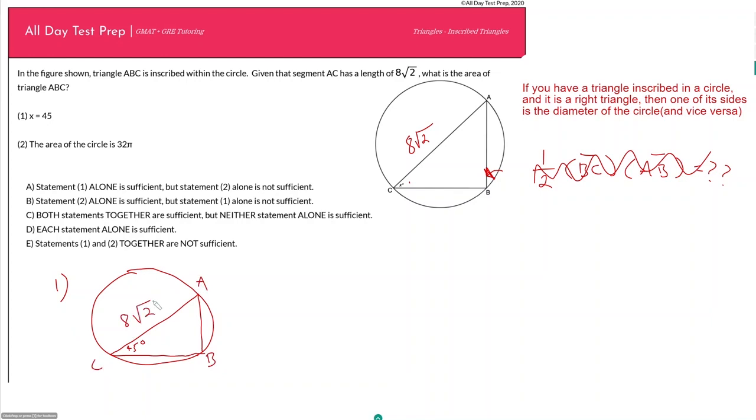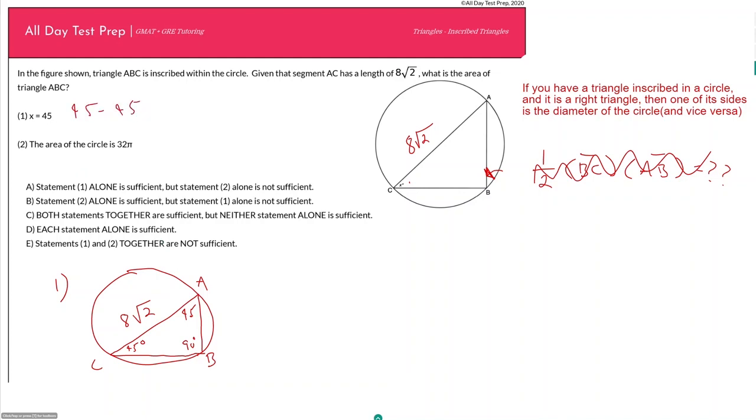Okay, so if we know that x is equal to 45 degrees, what is that telling us? Is that telling us anything that we didn't know before? So if you were to assume that this angle here is 90 degrees, which a lot of people would do looking at this picture, then you would say, okay, X is 45, this angle here is 90 degrees, therefore this angle here is also 45. Now I have a 45, 45, 90 triangle.